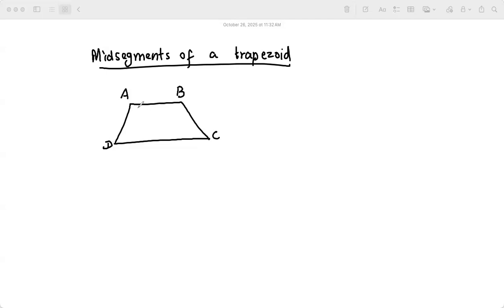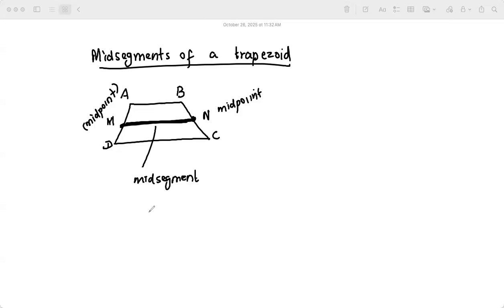When it comes to trapezoid ABCD, the mid segment works like this. Let's say M is the midpoint of AD and N is the midpoint of BC. Now I'm connecting both. The line segment connecting both is called the mid segment. The length of the mid segment MN will be equal to the sum of the lengths of the bases divided by 2. Any questions?